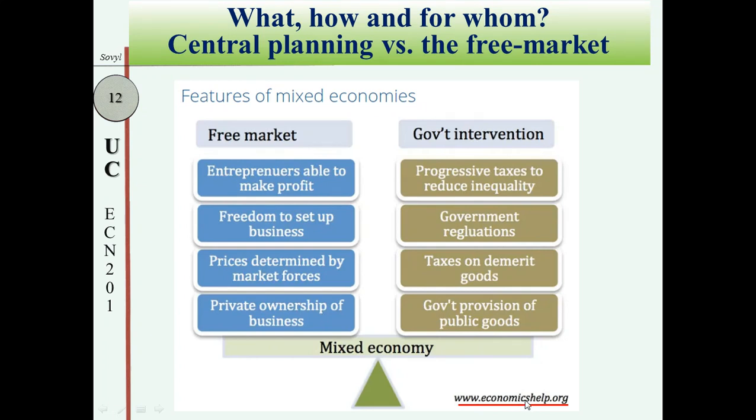I got this from the source. You can see free market, government intervention. You can see by your own. Okay, we are not reading for you. You can see.